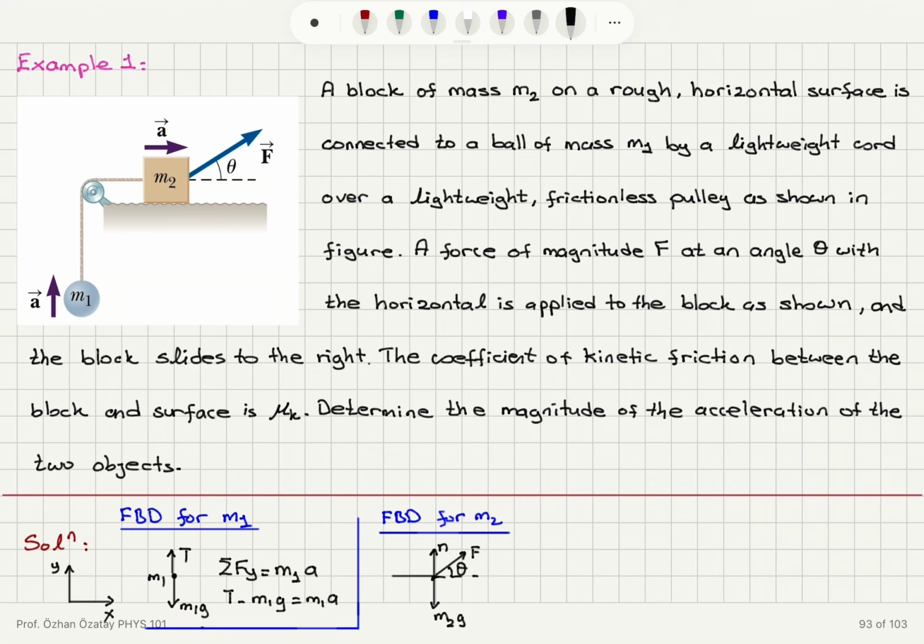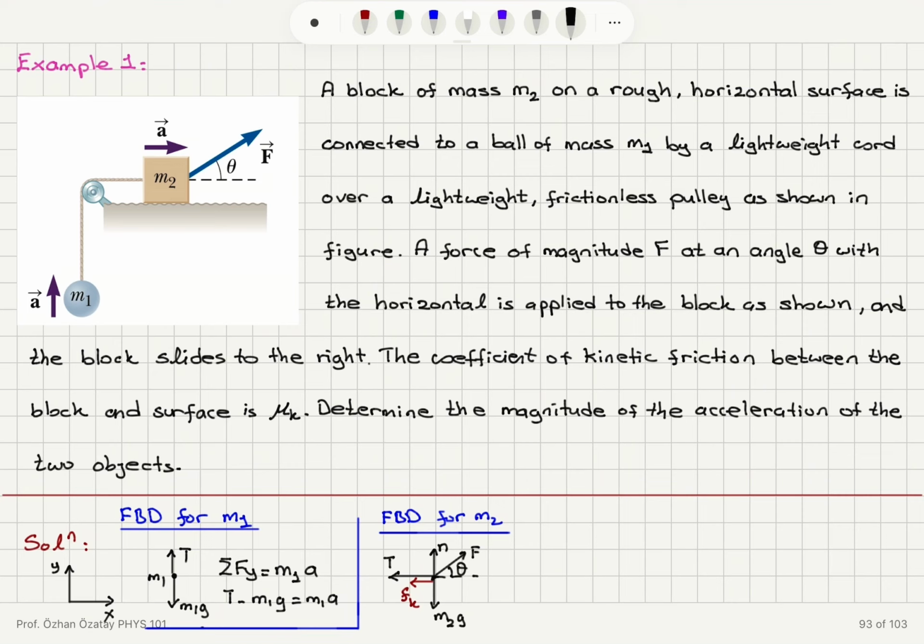Tension to the left. Because the force is causing a motion to the right, there should be a force of friction that is pointing to the left, and we have to decide if this force is kinetic or static. Because it is moving, it's kinetic friction. Fk opposes the motion and it's parallel to the surface.